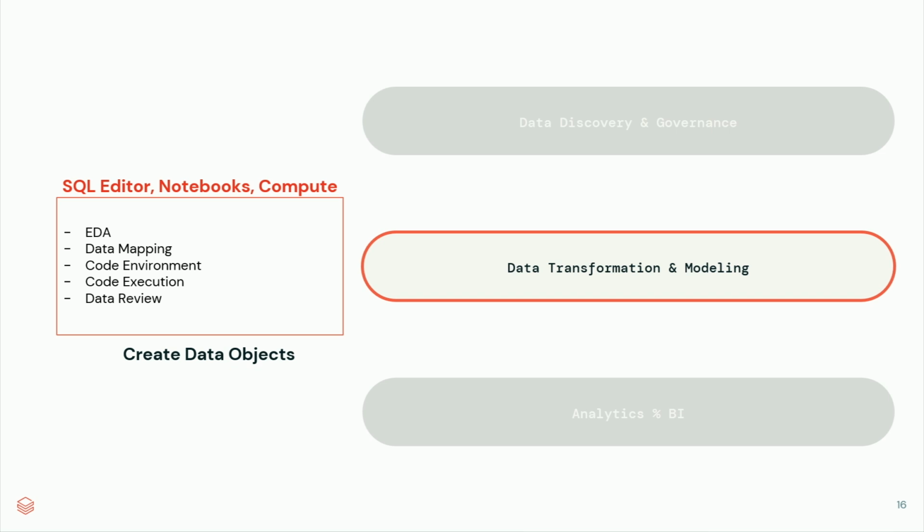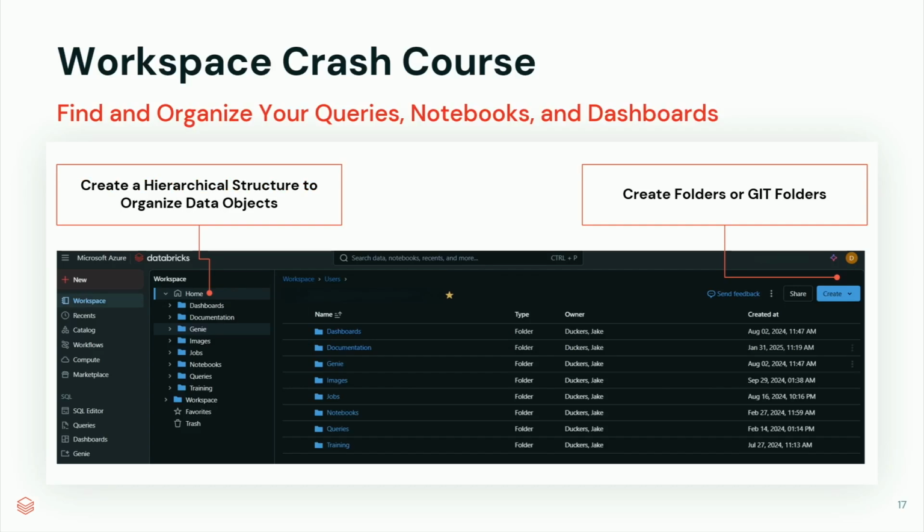Now, the question comes, all right, you showed me all this. Where's all this stuff saved? In the Workspace tab. So I like to think of this as like the S drive of Databricks, where everything is saved. By having a centralized file system, we're able to create a hierarchical folder structure where we can organize our notebooks, our jobs, and our dashboards.